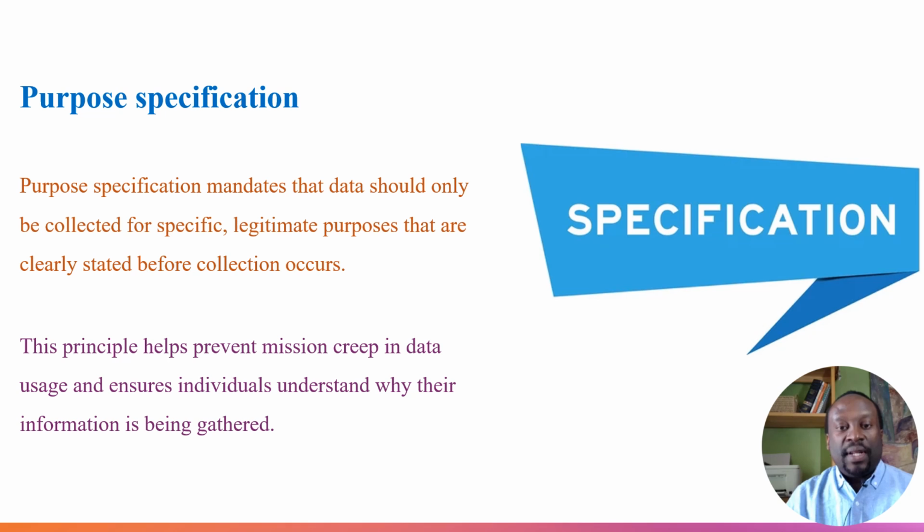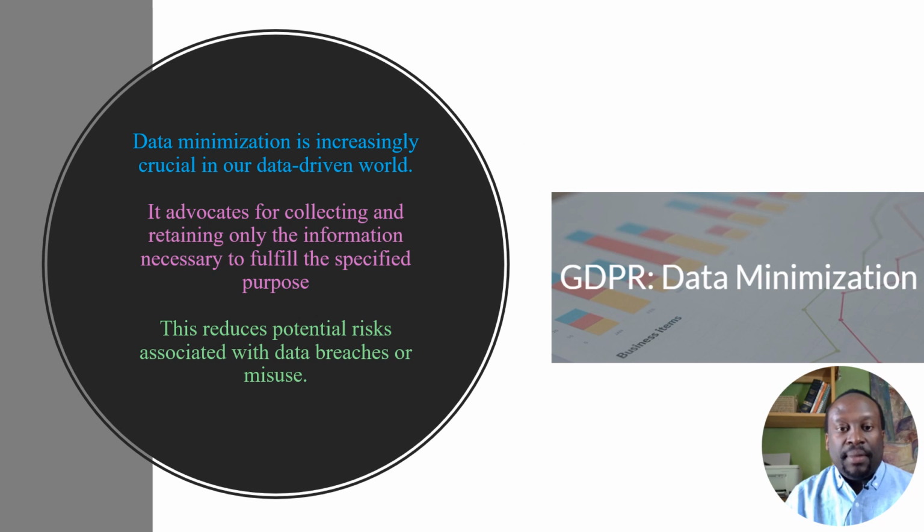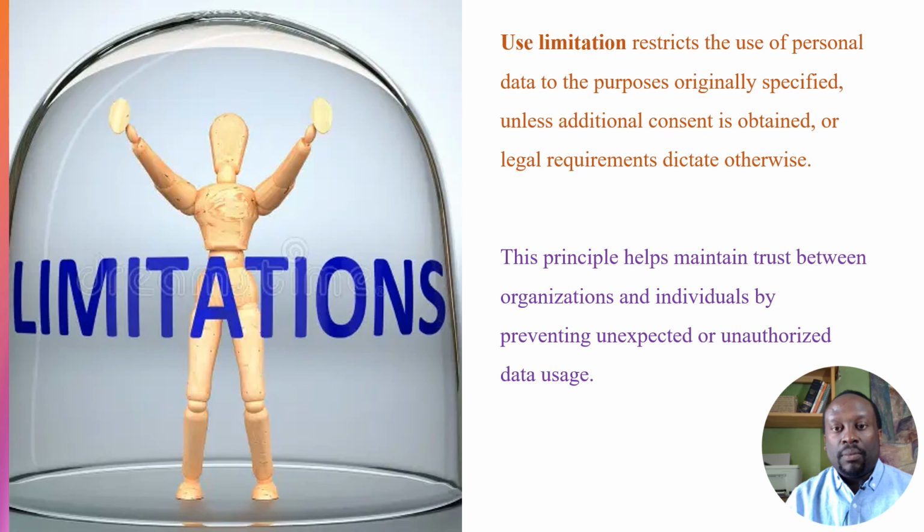Purpose specification mandates that data should only be collected for specific, legitimate purposes that are clearly stated before collection. This principle helps prevent mission creep into data usage and ensures individuals understand why their information is being collected. Data minimization advocates for collecting and retaining only the information necessary to fulfill the specified purpose. This reduces potential risks associated with data breaches or misuse.